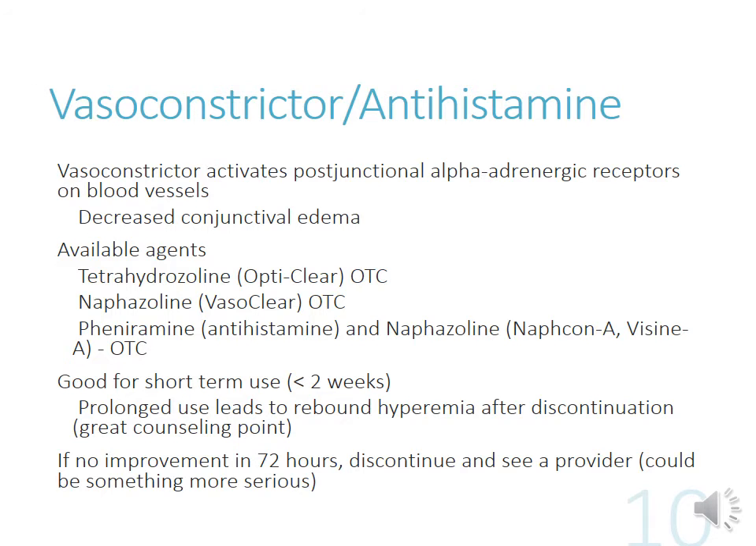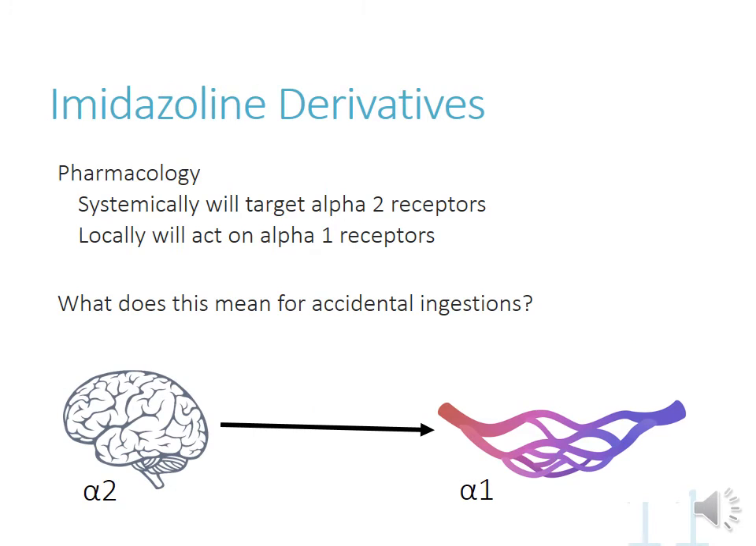So one thing I want to note about these agents is that they are considered to be imidazoline derivatives, these vasoconstrictors. That's one of the classifications they could fall in. One of the things I wanted to note here is that these medications, when applied locally to the eye, are going to be working on these postsynaptic alpha-1 receptors that cause vasoconstriction. Systemically, they can also be affecting alpha-2 receptors.